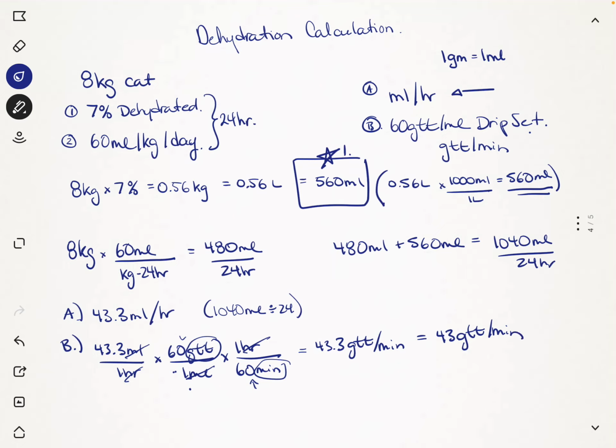And there you've got your answer. We've got our mils per hour for calculating the dehydration and the maintenance rate. And we've also got the drips per minute in case we didn't have a pump.